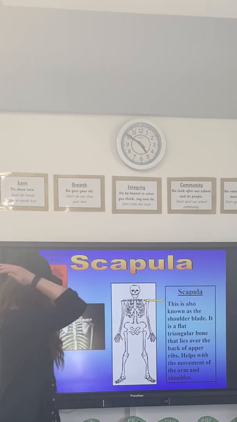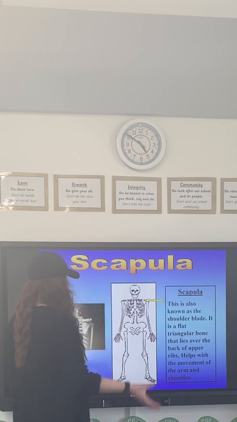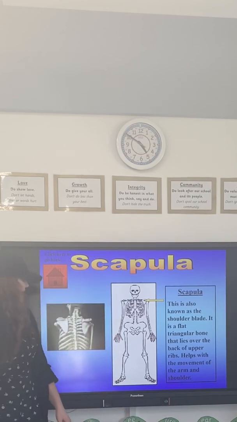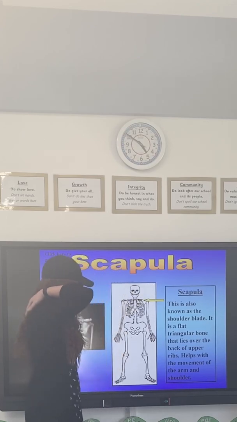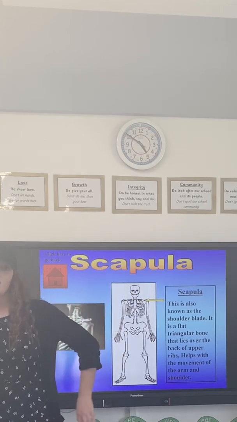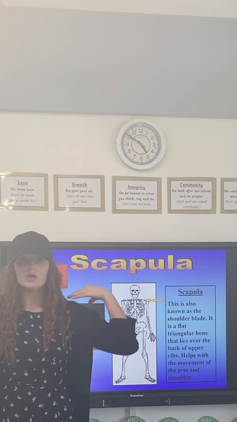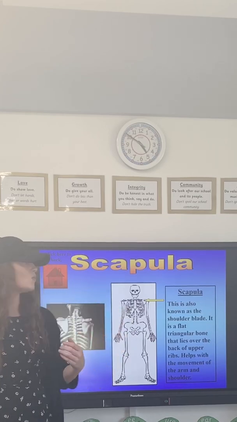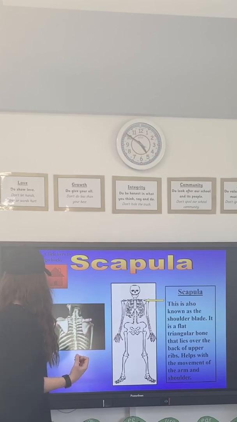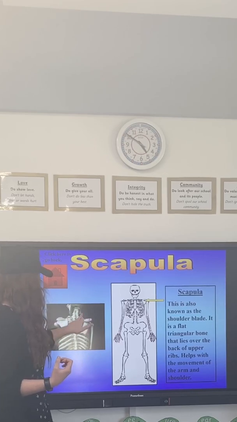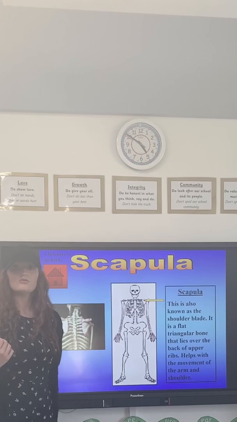Then we've got the scapula, which is also known as the shoulder blades. It's a flat, triangular bone at the back, and it lies over the back of the upper ribs. It helps with movement of the arms and the shoulders and helps to support the ribs as well. So that's the scapula, that flat triangular bone. Helps protect even further the ribs at the back.